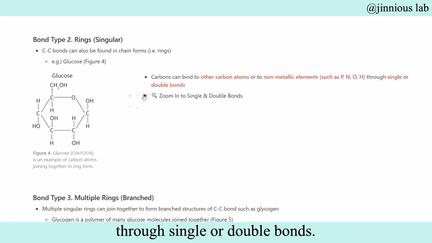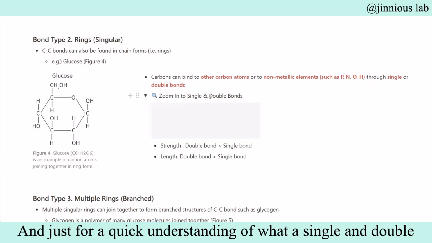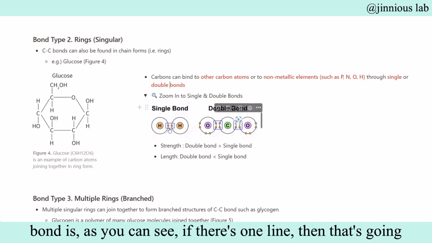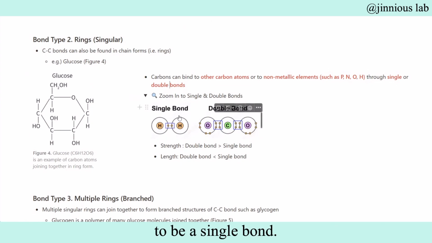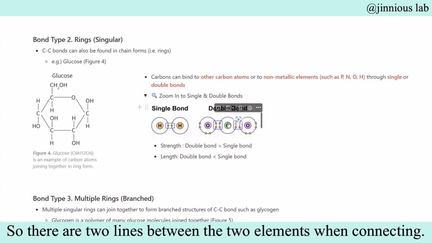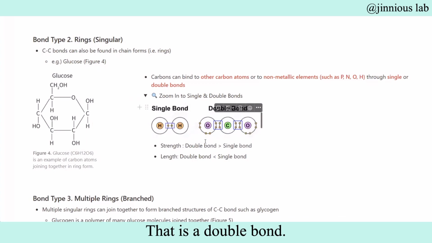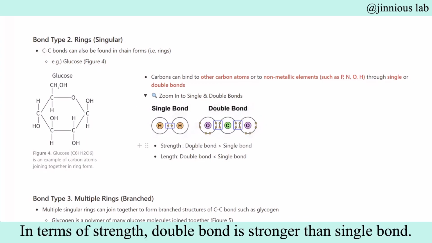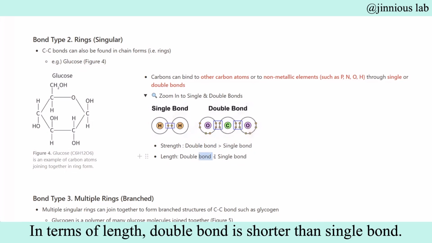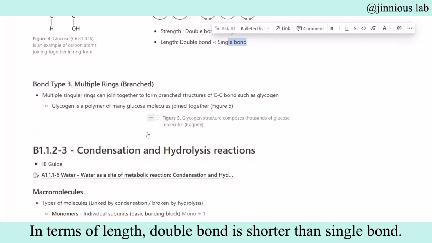double bonds. And just for a quick understanding of what a single and double bond is, as you can see, if there's one line, then that's going to be a single bond. If there are two lines between the two elements when connecting, that is a double bond. In terms of strength, a double bond is stronger than a single bond. In terms of length, a double bond is shorter than a single bond.